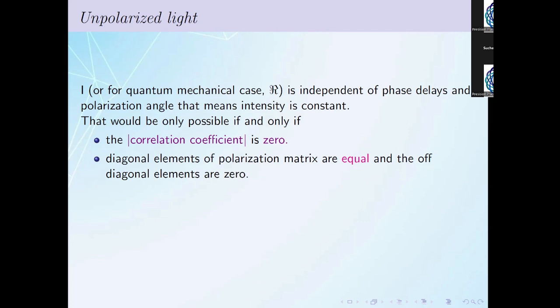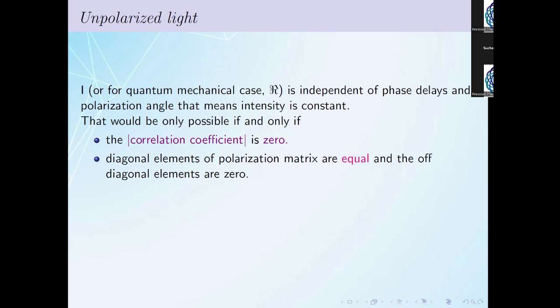You talked about statistically stationary waves. Yes. So what do you mean by that? Statistically stationary beams means the statistical properties of the beam, like intensity, don't change with time.